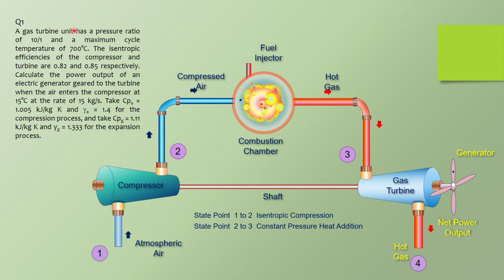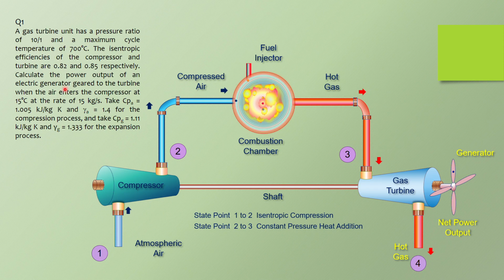A gas turbine unit has a pressure ratio of 10 to 1 and a maximum cycle temperature of 700 degrees C. The isentropic efficiency is 82% for the compressor and 85% for the turbine, respectively. Calculate the power output. Power output is usually taken as mass flow rate times net work out. I think I have already taught you in the previous lesson, in your podcast or your PowerPoint presentation.